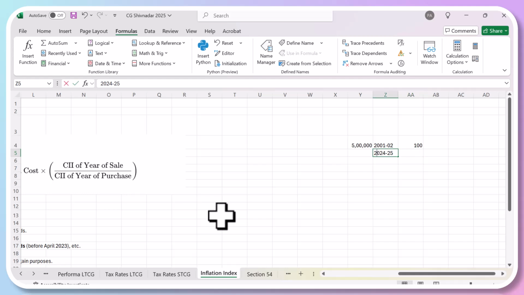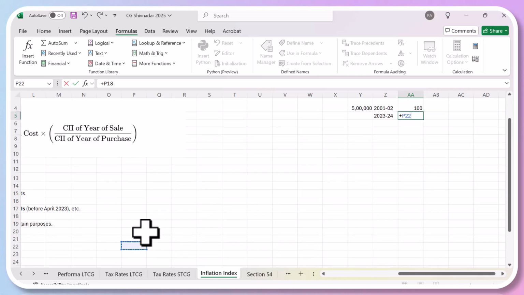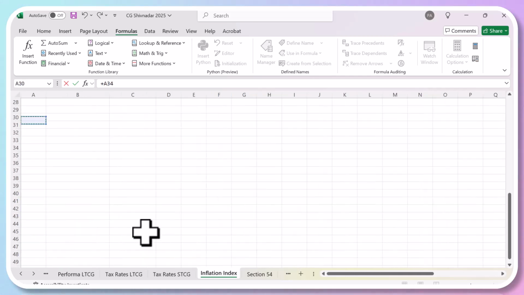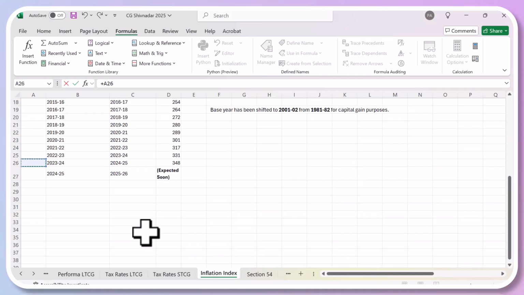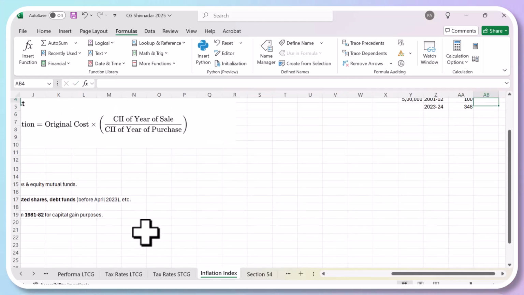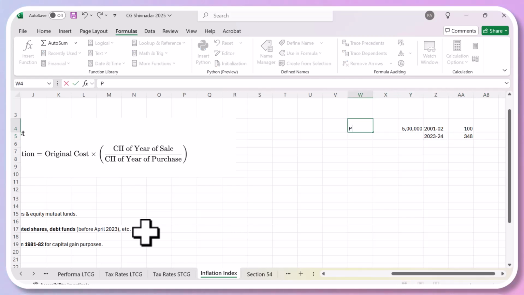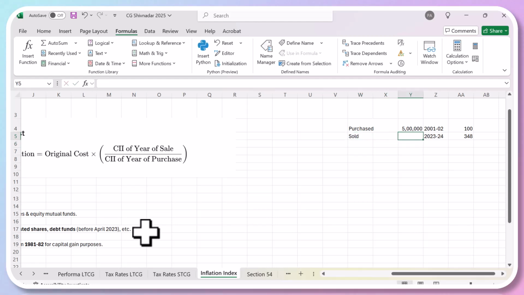So this is 2023, 24. Okay. That time the index was how much? So I'm just going to put from here. The index was 348. Okay. Fine. So you purchased this land in 2001, 2, and you sold in 2000 itna, for say 25 lakhs.